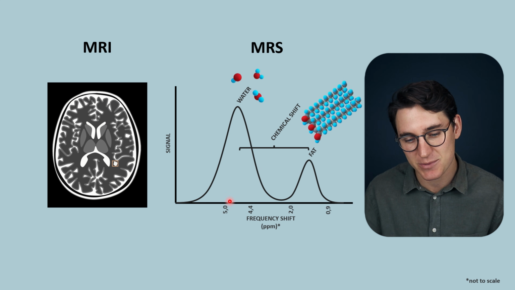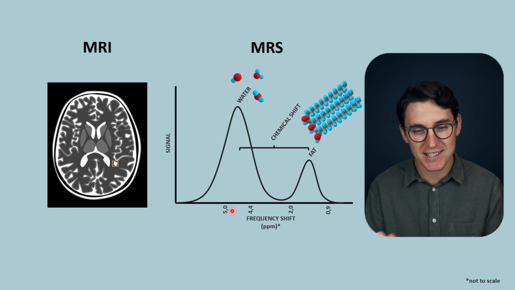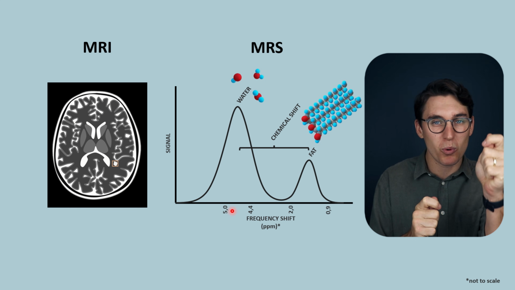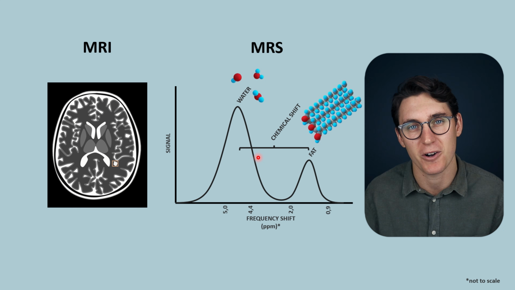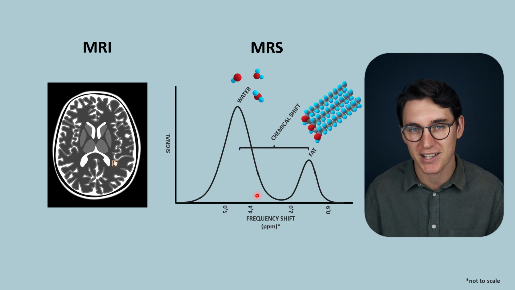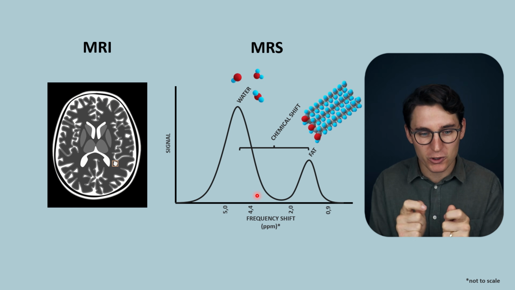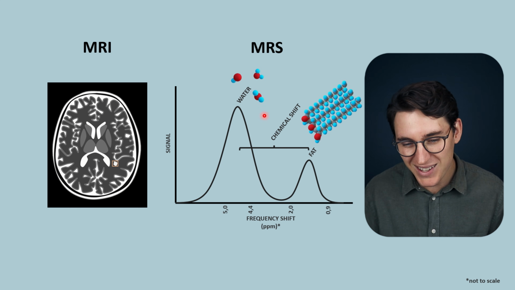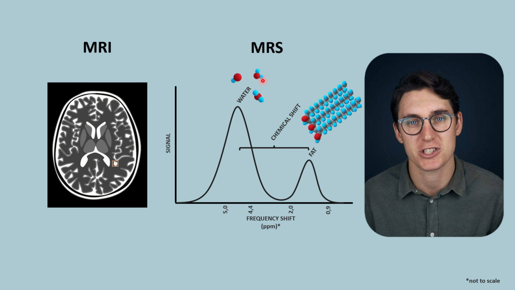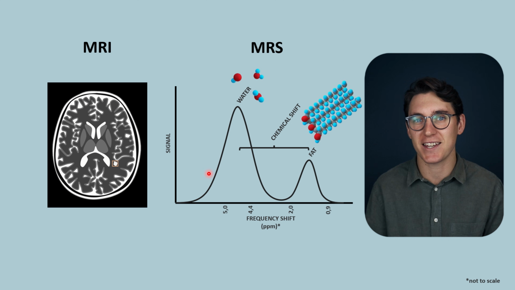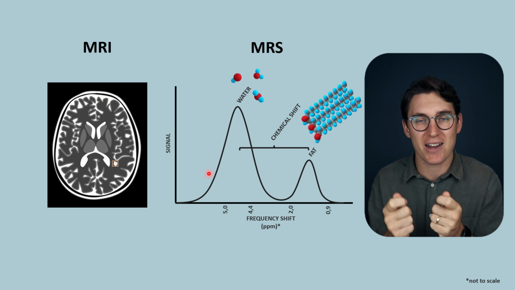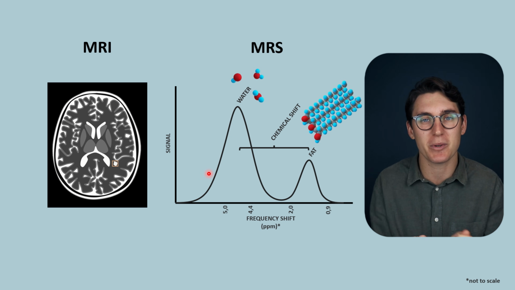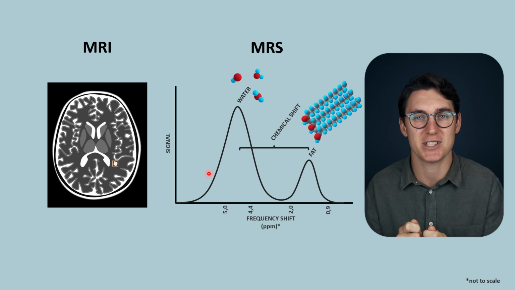Now you can see that this precessional frequency difference has allowed us to see how much water and how much fat there are relative to one another in this specific location. It's this frequency shift that allows us to delineate specific molecules within a specific location. And this is the basis for MR spectroscopy. Now it turns out that there are not only hydrogen atoms in water and fat, but other molecules have hydrogen atoms that can also exhibit nuclear magnetic resonance and generate some signal.